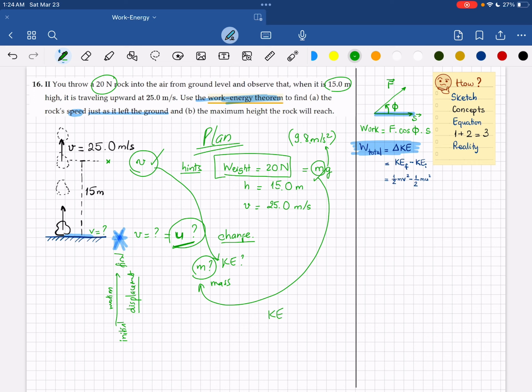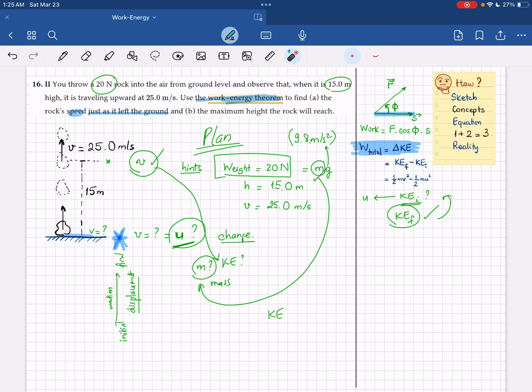Okay, so it seems that we can get the final kinetic energy, but they ask us to find the u. So in order to find the u, we need the initial kinetic energy. But can we find that? If we can find the work, right? Because for this one, if we know this part, the left side, we can find this one, and then from this one we can find the u. Interesting. So now we need to find the work.